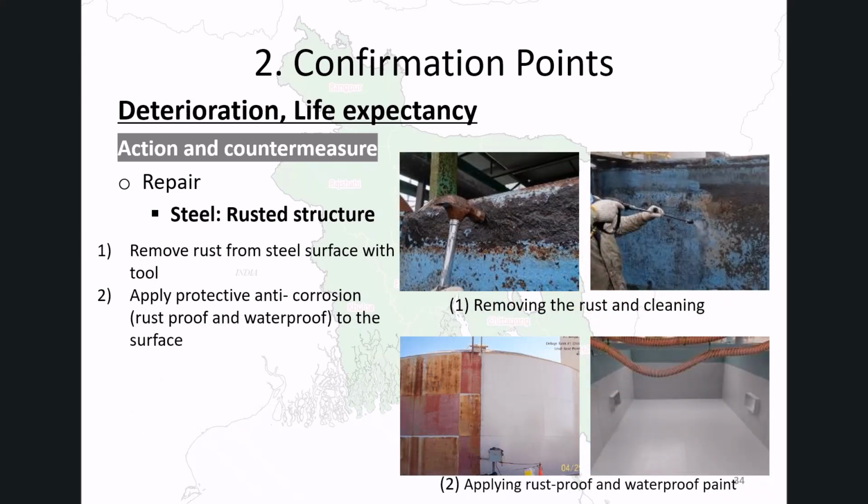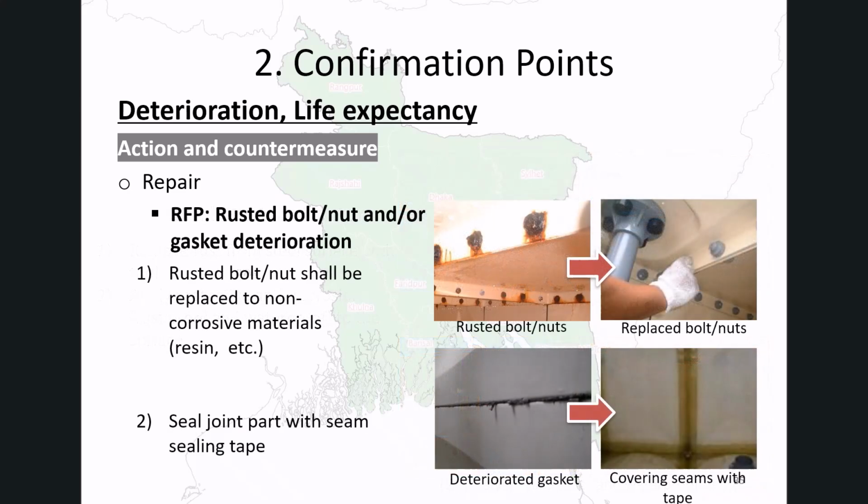This explains the repair method for steel tanks. Rust on the surface of the tank material is removed using specialized tools, after which an anti-corrosion coating is applied. For FRP tanks, corroded bolts and nuts are replaced with resin-made or anti-corrosion types. If the sealing material at the joints has deteriorated, sealing tape is applied over it to complete the repair.